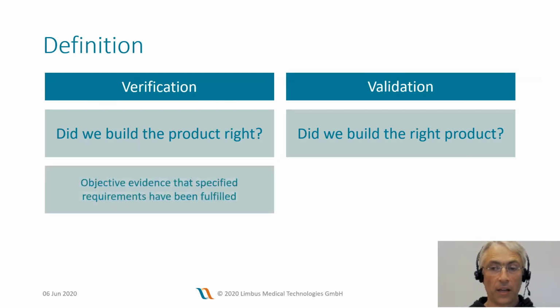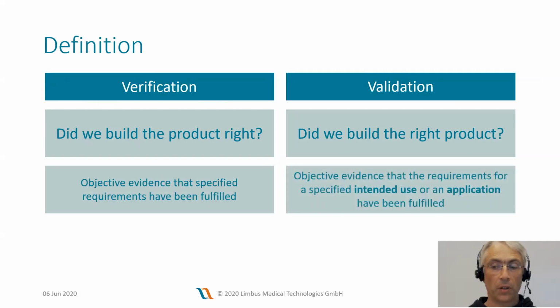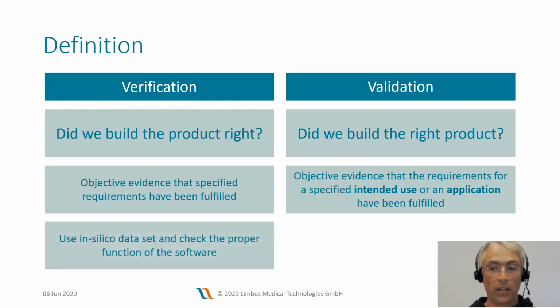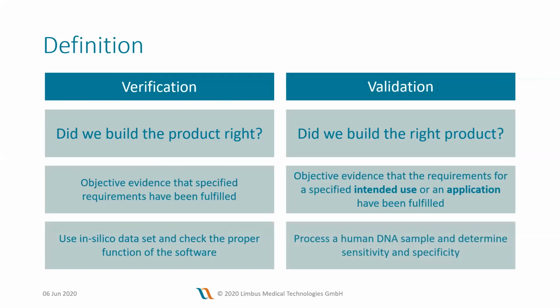Verification is the gathering of rather technical evidence that technical requirements have been met. Validation, on the other hand, determines on a higher level if the intended use can be achieved. You may therefore verify that your whole exome pipeline works by simply processing in silico datasets. Validation of a whole exome pipeline, however, requires that you process human DNA in a real-world diagnostic process.